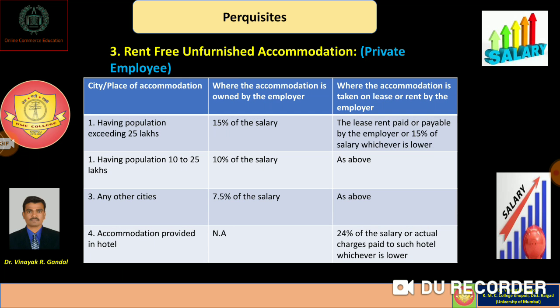So this is a chart which shows the calculation of valuation of unfurnished accommodation from the income tax point of view. Number one, cities having a population exceeding 25 lakhs, for example if a person resides in Mumbai, then we have to consider the valuation of that accommodation as 15% of salary if the accommodation is owned by the employer. Or if the accommodation is not owned by the employer but is taken on a lease or rent by the employer, then whatever amount of lease rent is paid or payable by the employer or 15% of salary, whichever is lower, is considered as the valuation of rent free unfurnished accommodation for a private employee. Okay.